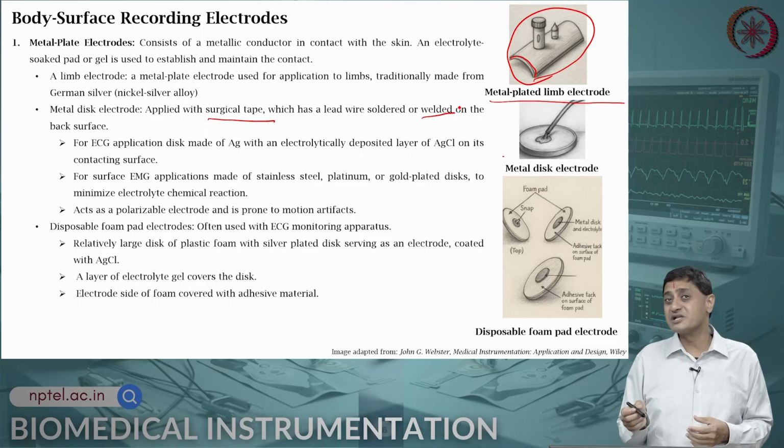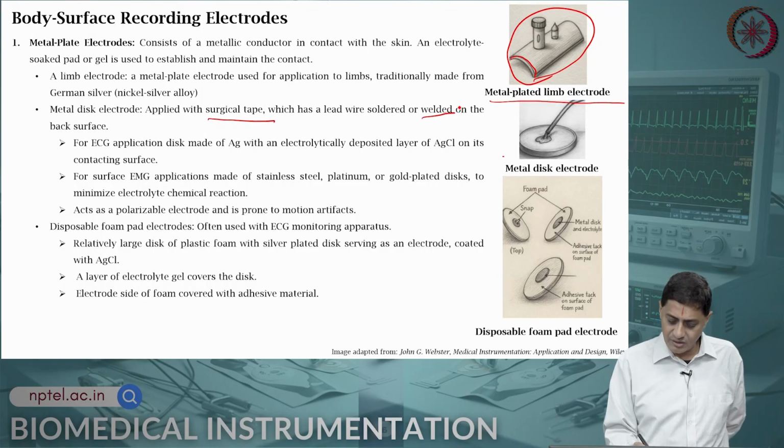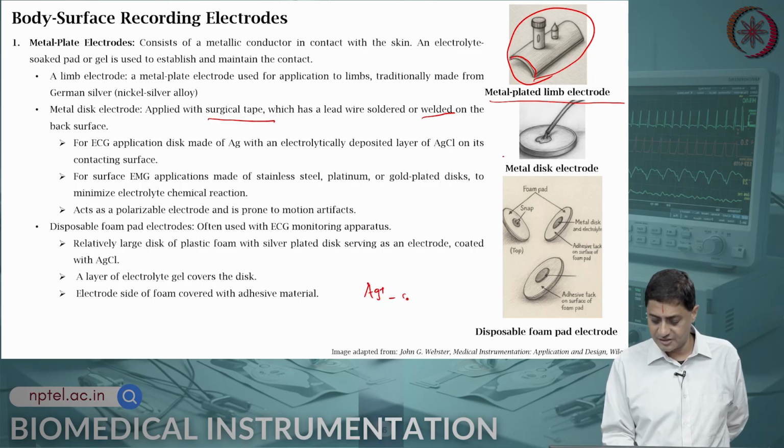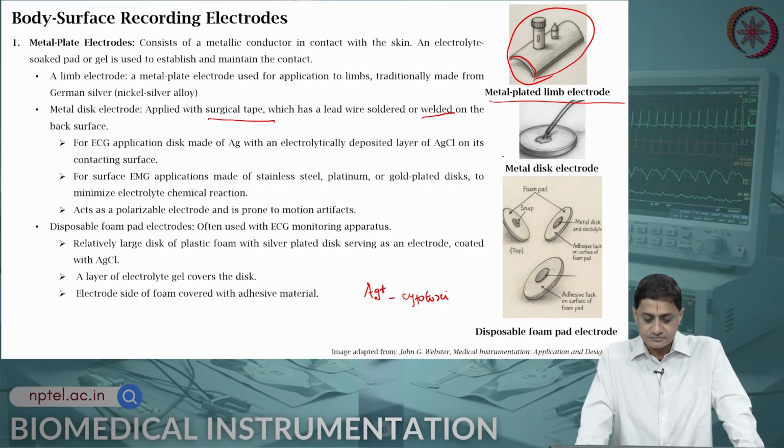When that happens, it is possible that silver will directly contact the skin. Note that silver cation is toxic to the cells, is cytotoxic, not silver itself. Silver cation is cytotoxic. So, that is one reason. The other reason is the electrolyte in the body is composed of chloride, which is why you are going for silver chloride. That is our electrode theory, recall this, right.